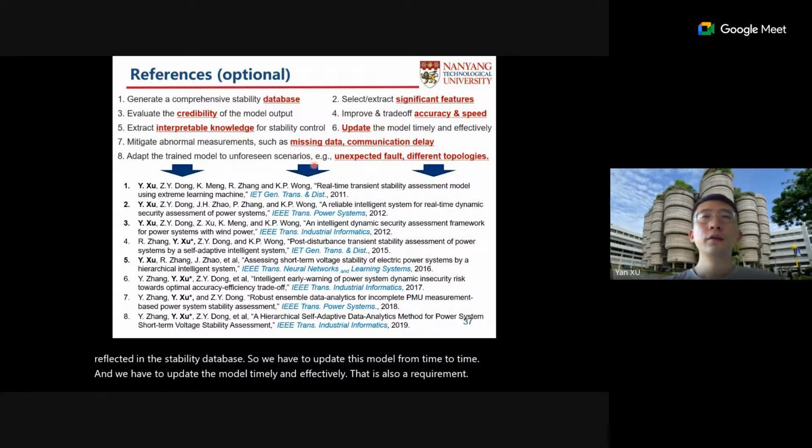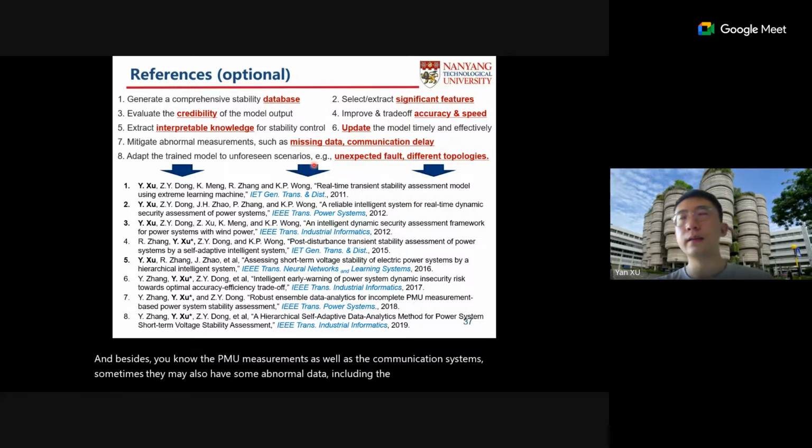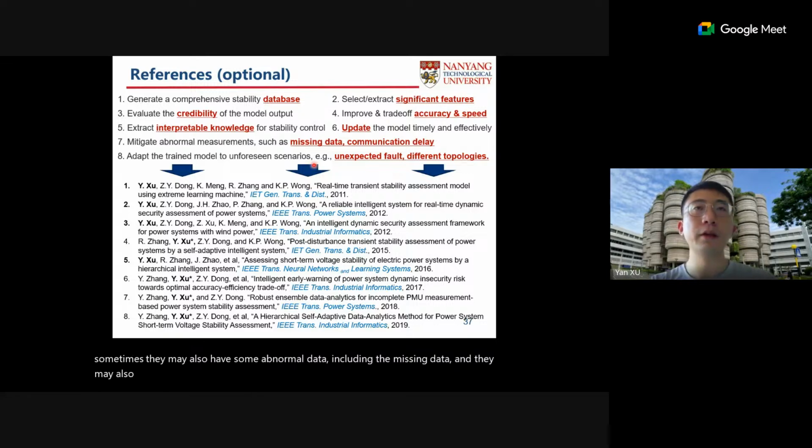And besides, the PMU measurements, as well as communication systems, sometimes they may also have some abnormal data, including the missing data, and they may also have time delay, communication delay. So when the data is missing or the transmission is delayed, the signal transmission is delayed, how can this machine learning model work? So we also need to consider these issues.